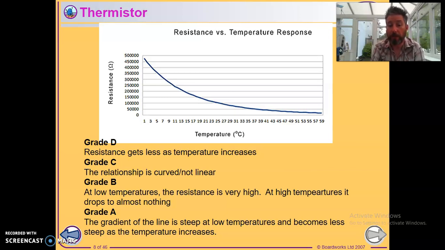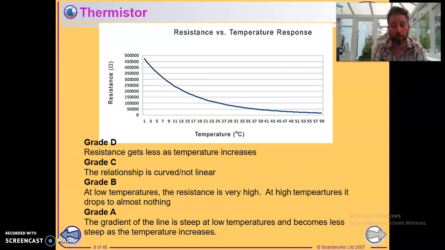And the gradient is steep at the beginning and is much shallower at the end. Right, that's a great way to get lots of marks in the exam. So that's what we see with a thermistor. Because the resistance isn't constant, this is a non-ohmic resistor. If you don't get a straight line, it's a non-ohmic resistor because the resistance changes, which a normal resistor wouldn't do.